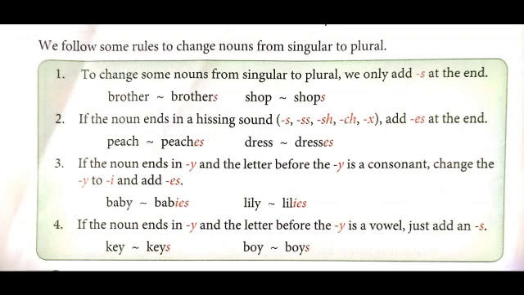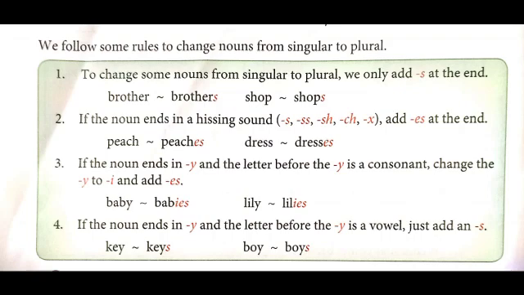Next, lily. Now check the spelling for lily. L-I-L-Y. Yes, the last letter is Y. Check the letter before it. The letter before is L. Also, L is a consonant. So, we should change the letter Y to I and add ES. Lily becomes lilies in plural form.